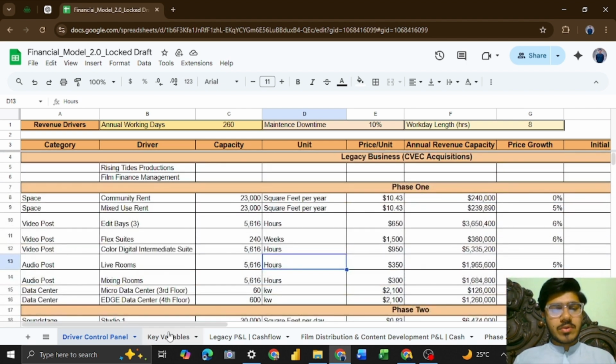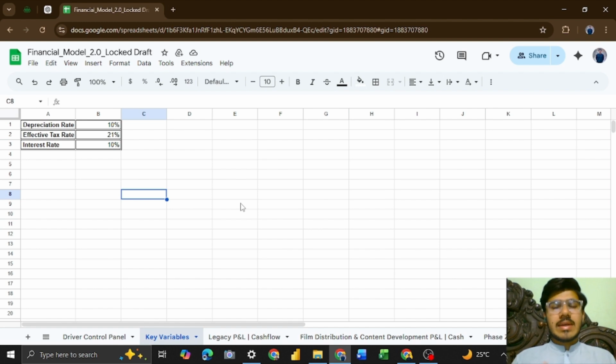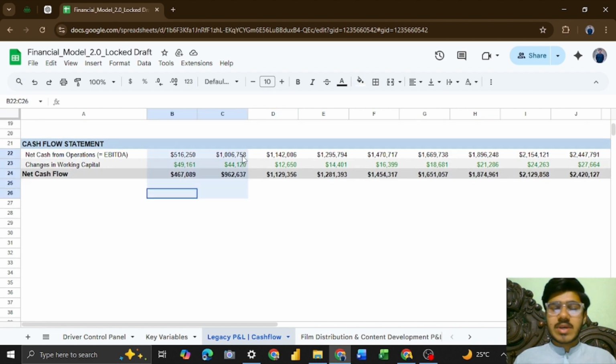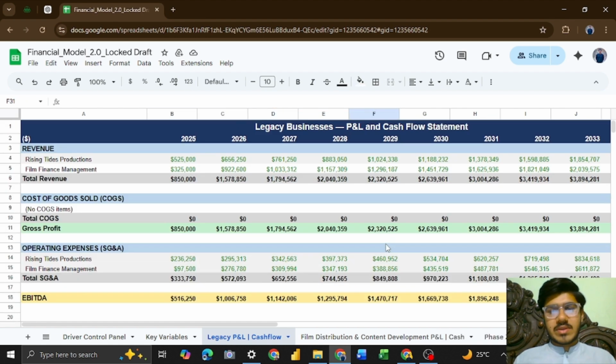Then I have another sheet for the key variables used in the profit and loss, cash flow, and balance sheet. Then I started creating the profit and loss and cash flow statement for each phase of the business. As you can see, for the legacy phase, there is a profit and loss, and then the cash flow for this phase.